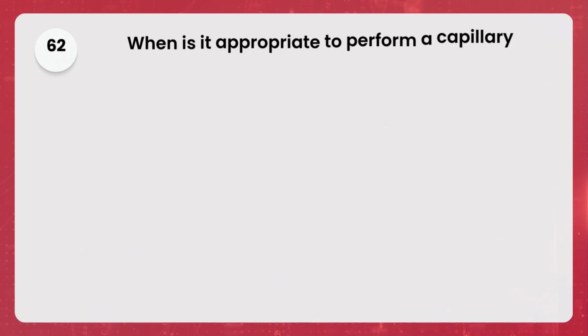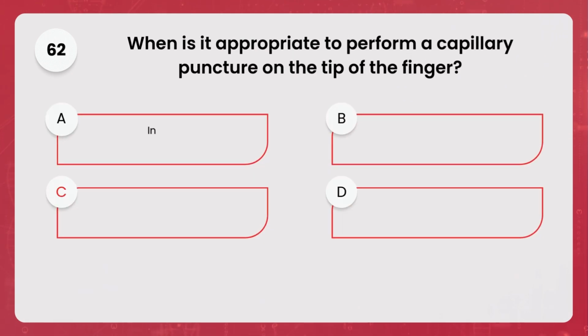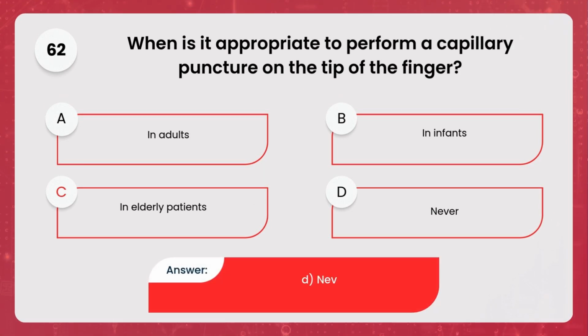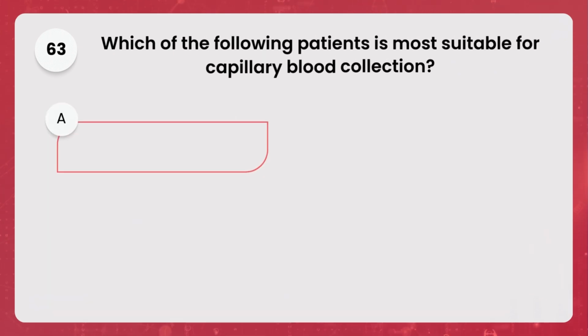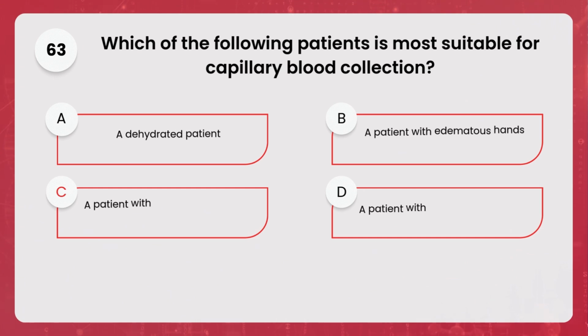Number 62. When is it appropriate to perform a capillary puncture on the tip of the finger? A. In adults. B. In infants. C. In elderly patients. Or D. Never. The answer is D. Never.